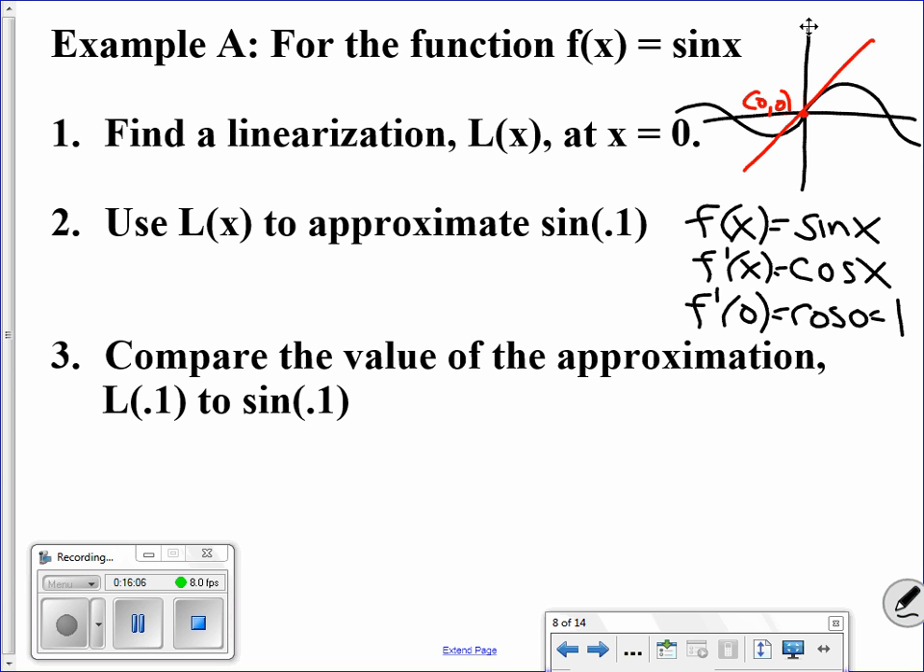So we know the slope. We know the x and the y coordinate of the point on the tangent line. We're ready to write it. And I think we're so good that we're just going to write L of x equals. I don't know, maybe.